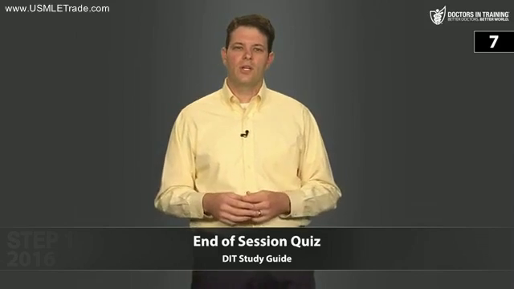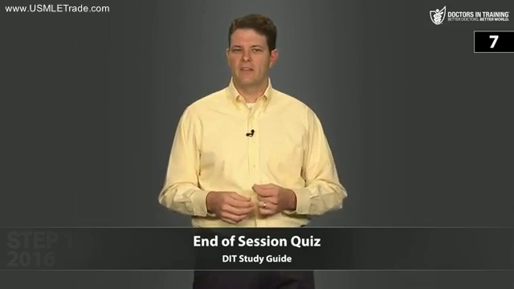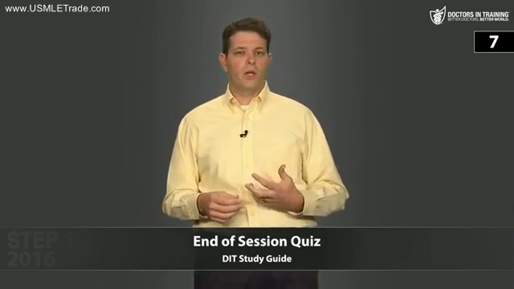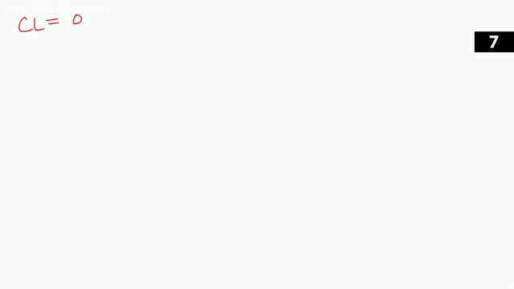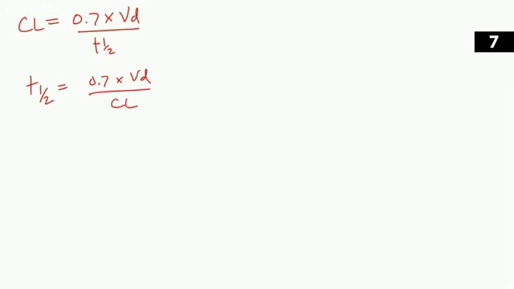All right, the first question is, what's the half-life of drug X in this patient? So you start with the equation for clearance. Clearance equals 0.7 times the volume of distribution divided by the half-life. Then you switch it around, and you get the half-life equals 0.7 times the volume of distribution divided by clearance. So to figure out the answer, you need the volume of distribution, and you need the clearance. Well, the clearance was given in the question. So the clearance of the drug X is 2 liters per hour.